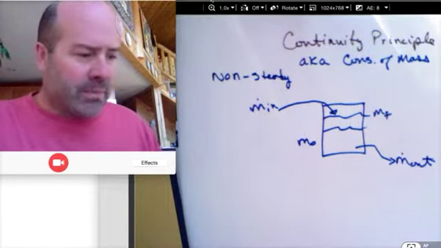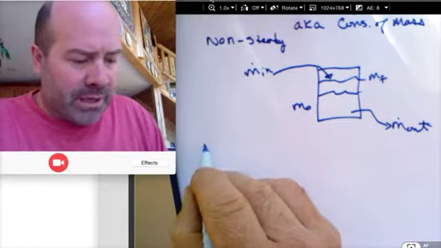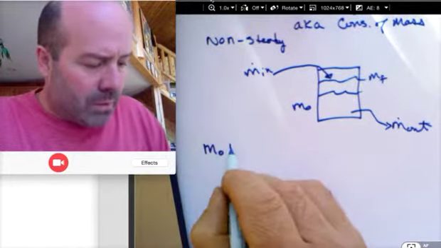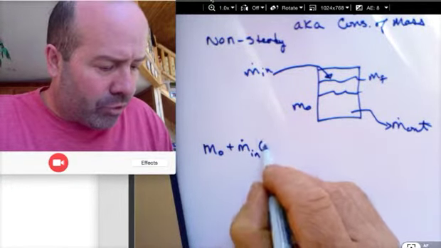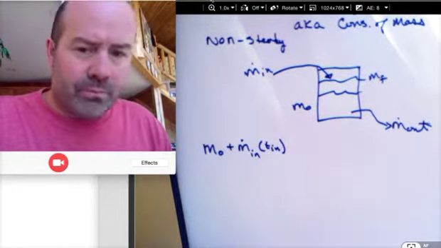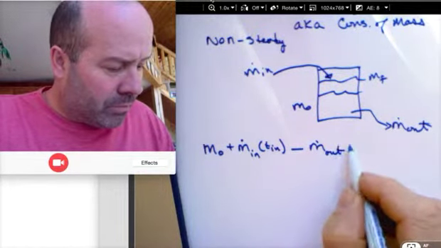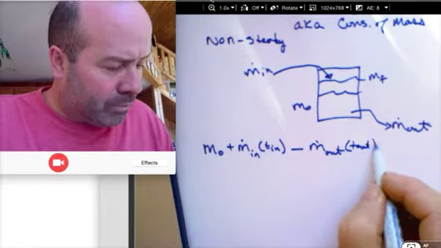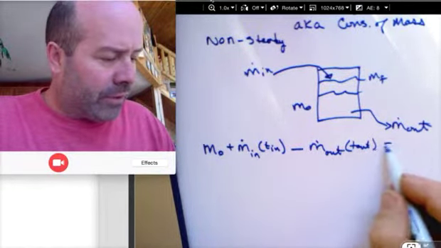Well, just like the energy balance, just like balancing your checkbook, you start with some initial mass, you bring some mass in for a certain amount of time, you let some mass go out for a certain amount of time, and when you're done, you have some final mass.